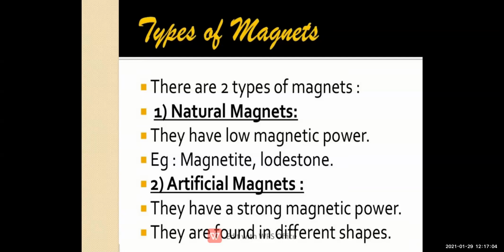And what are the examples of the artificial magnets? There are many different artificial magnets such as bar magnet, disc magnet, horseshoe magnet, ring shaped magnet, cylindrical magnets, etc. Okay, so this is about magnets. So magnets are of two types: natural magnet and artificial magnets.